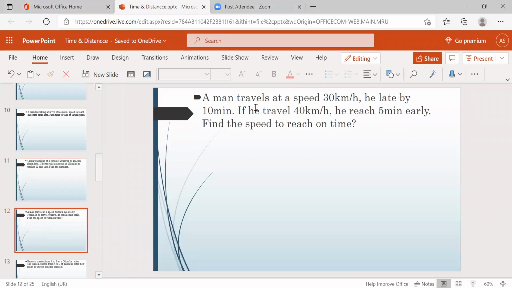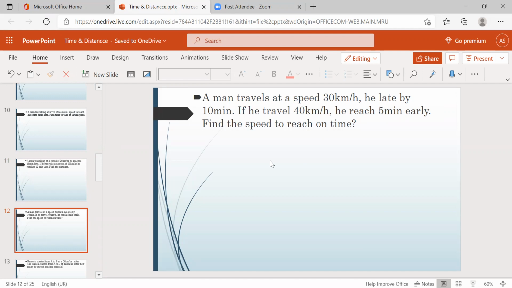What is it? A man travels at a speed of 30 kilometers per hour. He is late by 10 minutes. If he travels at 40 kilometers per hour, he reaches 5 minutes early. Find the speed to reach on time. They're asking for the speed to reach on time, right?